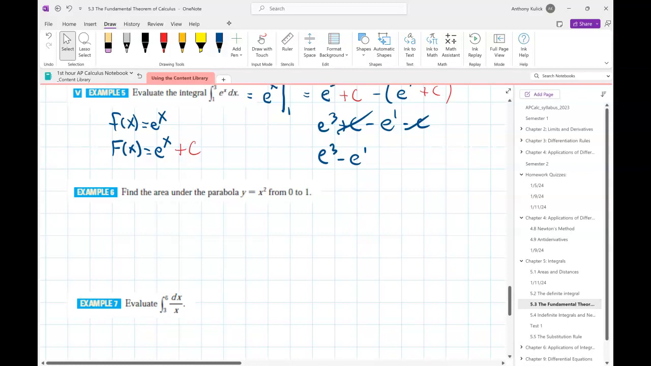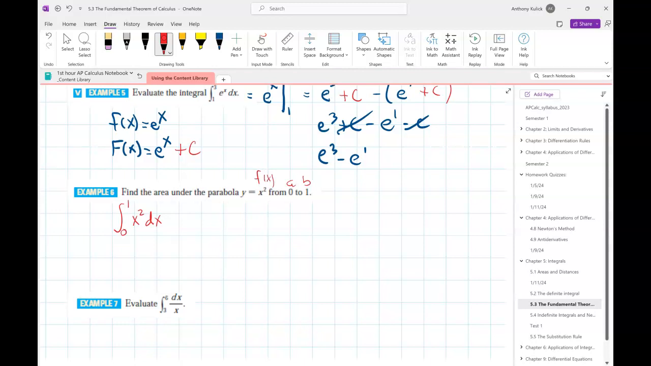Let's look at the next example here. We're asked to find the area under the curve of the parabola y equals x squared from 0 to 1. So I'm going to rewrite this as an integral. The 0 to 1 is my a and my b. This is my f of x.